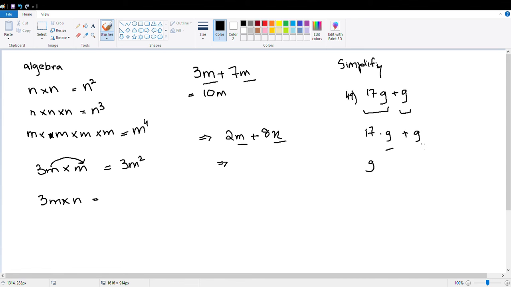g as a common, so we have g in both the terms which are being added here. If I take it common, what's left behind? If I take all the g's out of the box, I have 17 left and I have 1 left. So this is how you take common.